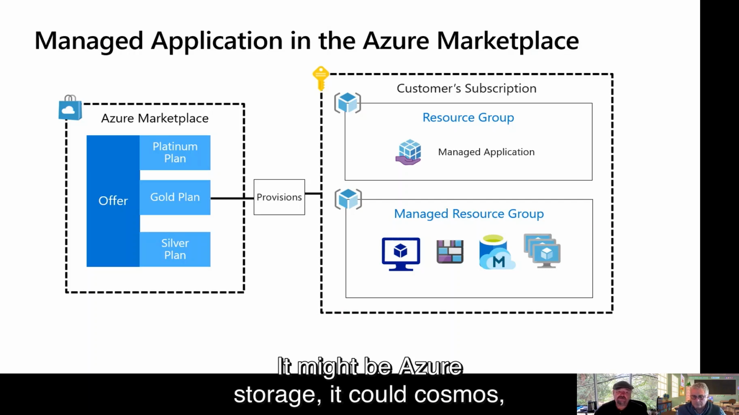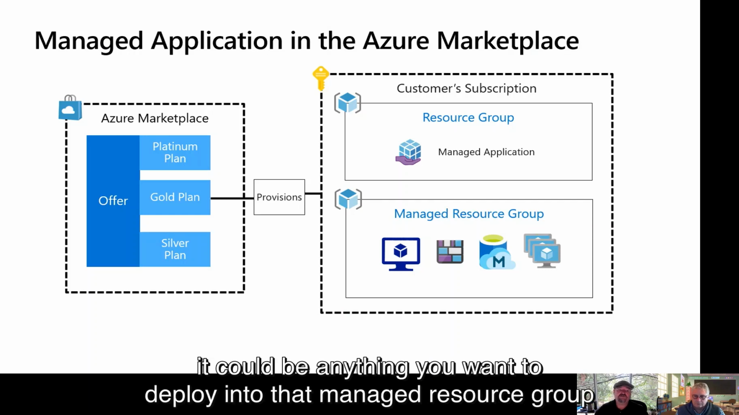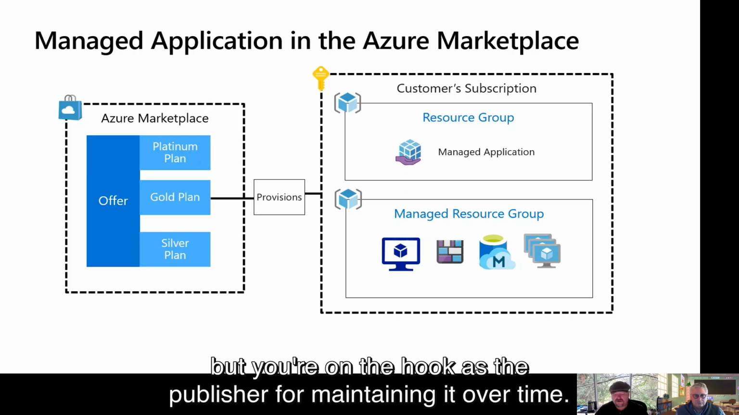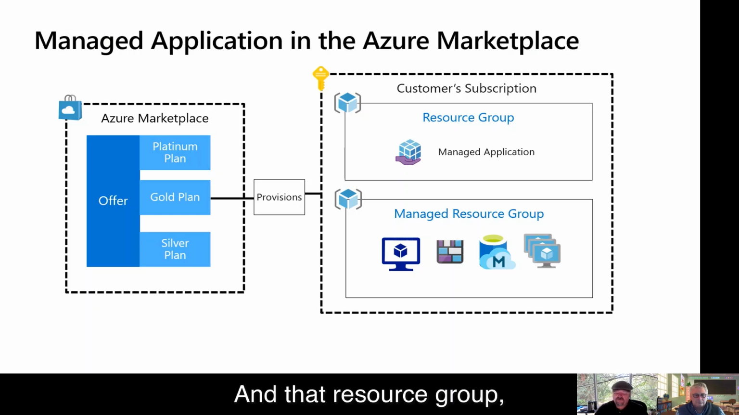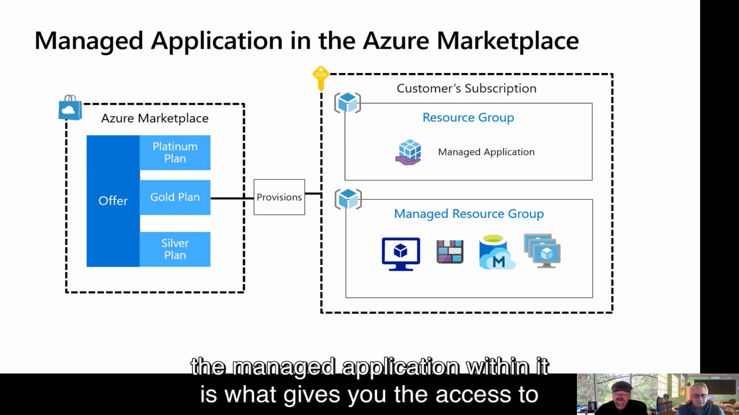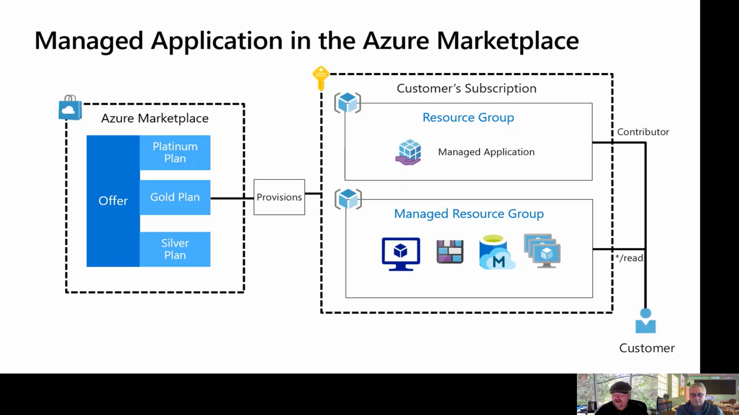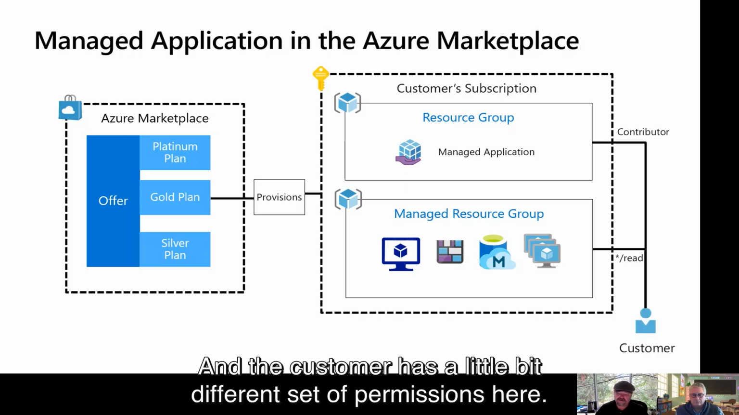It might be VMs, it might be Azure Storage, it could be Cosmos, it could be anything you want to deploy into that managed resource group, and then the customer takes on the cost of infrastructure in an ongoing way. But you're on the hook as the publisher for maintaining it over time. And that resource group, the managed application within it, is what gives you the access to those resources to be able to maintain them. Now, the customer has a little bit different set of permissions here.